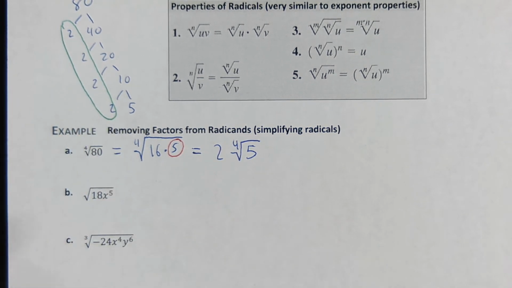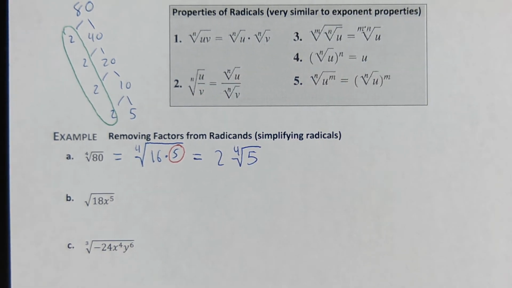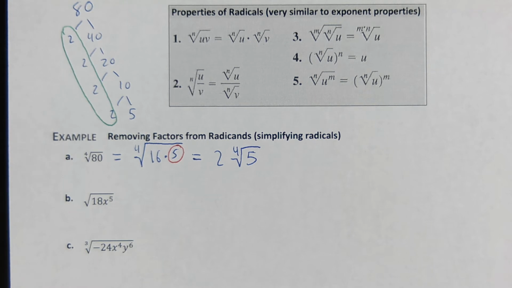I don't like doing this because what if the numbers are huge? I'd rather you just know some perfect squares, perfect cubes, and perfect fourth powers. But that's up to you. Really, if you know 2 to the fourth and 3 to the fourth, you're in good shape. 2 to the fourth is 16, 3 to the fourth is 81. And that's good enough. And the way I know that 3 to the fourth is 81 is because 3 times 3 is 9, 3 times 3 is 9, 9 times 9 is 81. There you go.